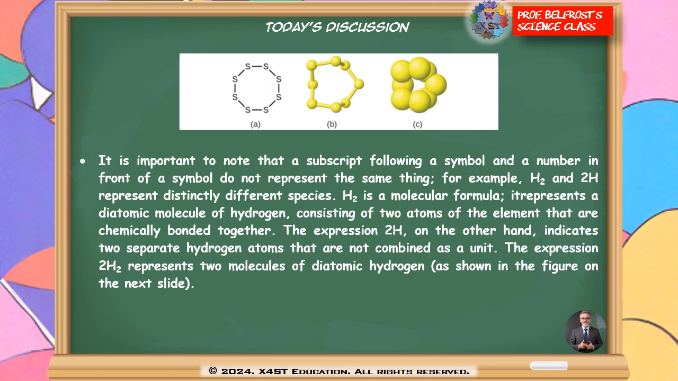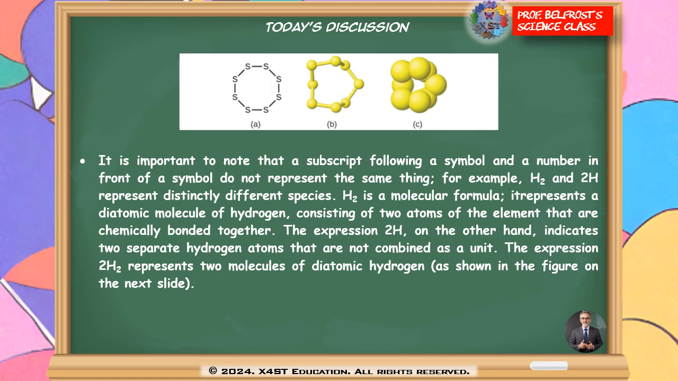Okay. It is important to note that a subscript following a symbol and a number in front of a symbol do not represent the same thing. For example, H2 and 2H represent distinctly different species. H2 is a molecular formula and it represents a diatomic molecule of hydrogen consisting of two atoms of the element that are chemically bonded together. The expression 2H, on the other hand, indicates two separate hydrogen atoms that are not combined as a unit.